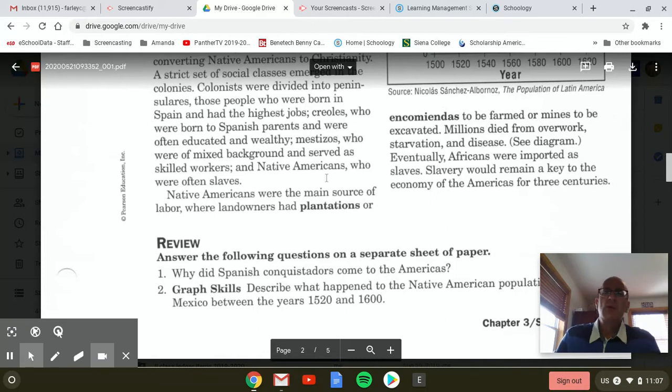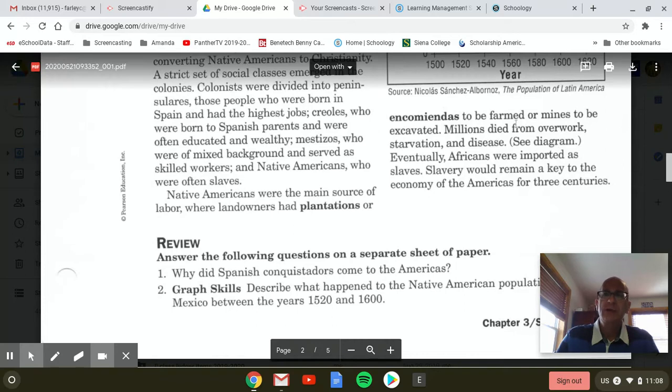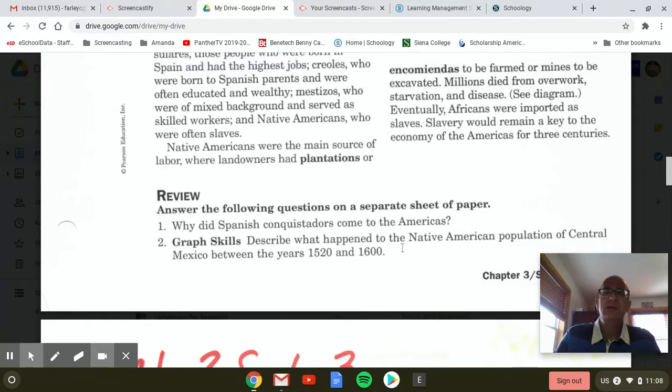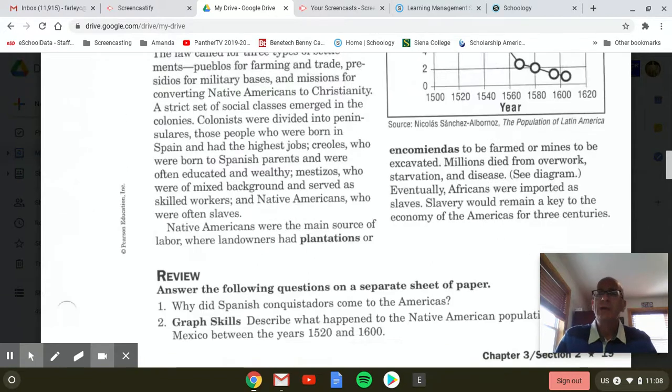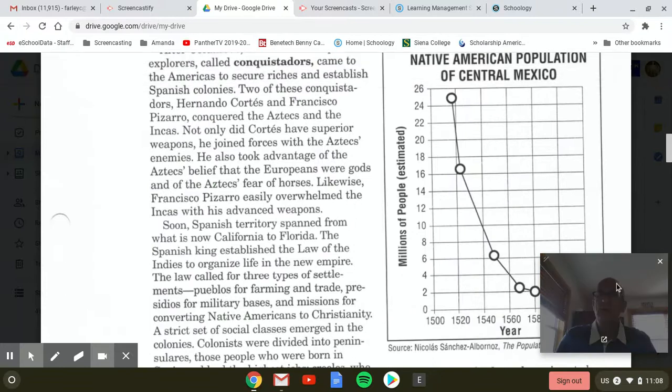The second question in our mini lecture today addresses the graph that appears on the right-hand side of our worksheet. The graph question asks, describe what happened to the Native American population of central Mexico between the years 1520 and 1600. Now, looking at the graph, we'll spend a little bit of time talking about this right now.